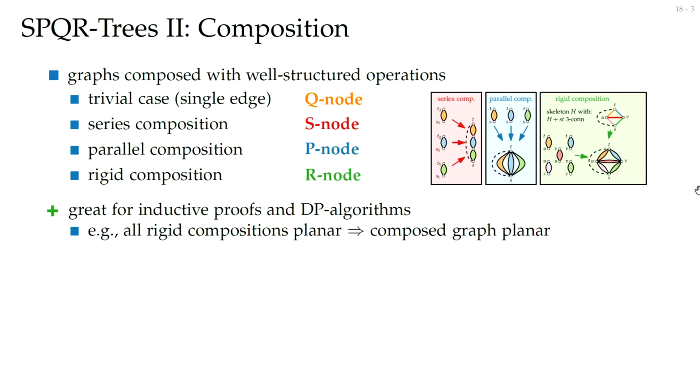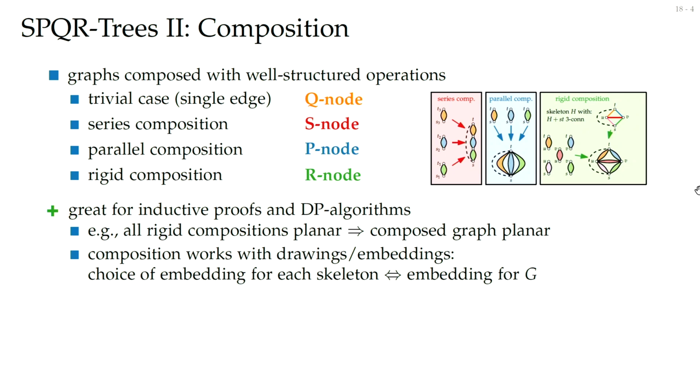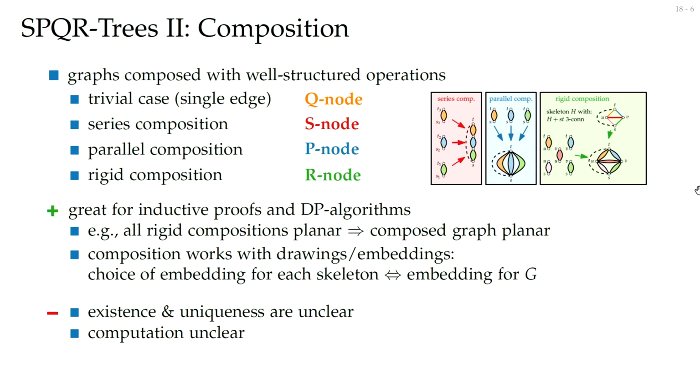So if all rigid compositions are planar, then also the composed graph will be planar. And the compositions work with drawings and with embedding. So if we fix the embedding for every skeleton that we have here, and we glue them together, then we get an embedding of the whole graph. And then there's two ways that we can use this that we will now next do for the problem we have at hand. How can we create these embeddings? And yeah, like I said, how to compute it this way is not so clear. So for that, I would use the decomposition structure.